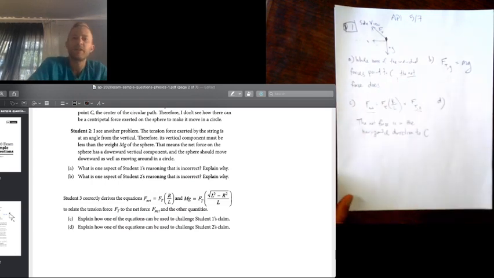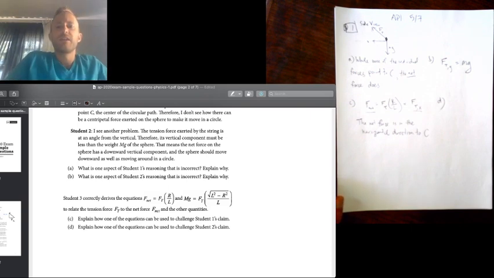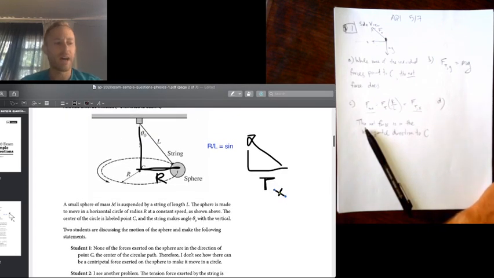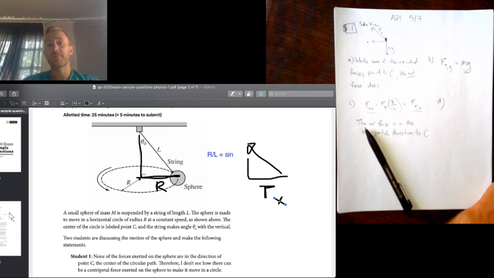So student 2's claim is that the tension exerted by the string, the vertical component of the tension, must be less than the weight force mg of the sphere. Okay, so let's go back to the Pythagorean Theorem. All right. So basically, by the Pythagorean Theorem, this height right here, the hypotenuse is L. In this triangle, we have L squared equals R squared plus Y squared.